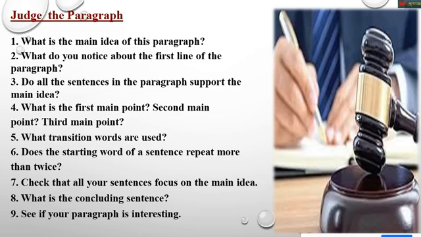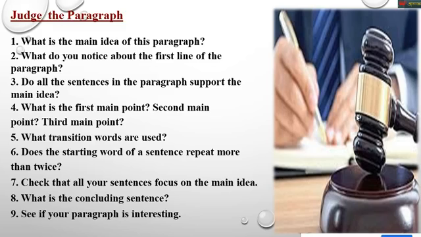So let's see what happens to the points in the stage of fine-tuning or judging the paragraph, okay? What is the main idea of this paragraph? You have to check that the idea you want to develop is developed clearly, right? And then what do you notice about the first line of the paragraph? Does it have the characteristics of a topic sentence?